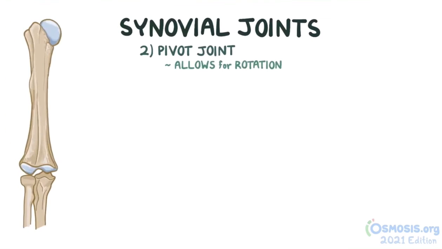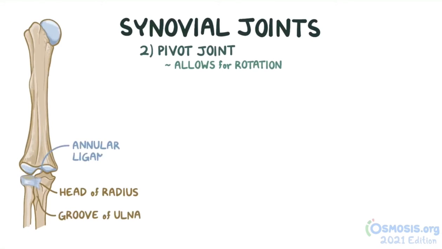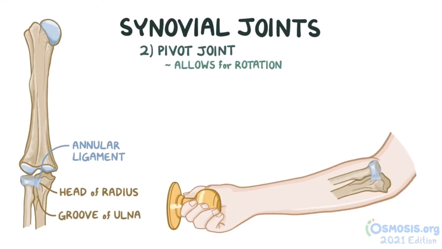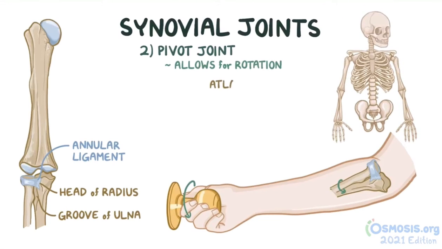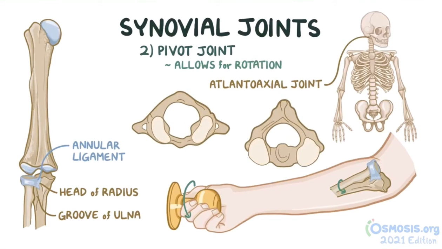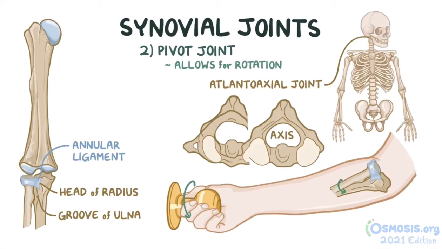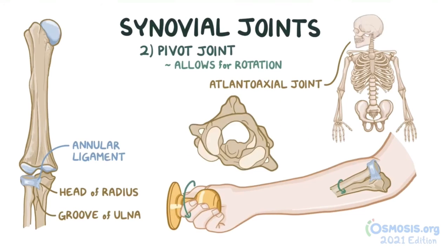The second type of synovial joint is the pivot joint, which allows for rotation. There's a pivot joint where the head of the radius fits into a groove of the ulna within the annular ligament, and it allows the forearm to rotate, like when you turn a doorknob. There's another pivot joint at the distal radio-ulnar joint, as well as one at the atlantoaxial joint. The atlantoaxial joint is between the two top vertebrae of your spine, the atlas and the axis, right at the junction of your head and neck, and it's the one that allows you to shake your head when you say no.